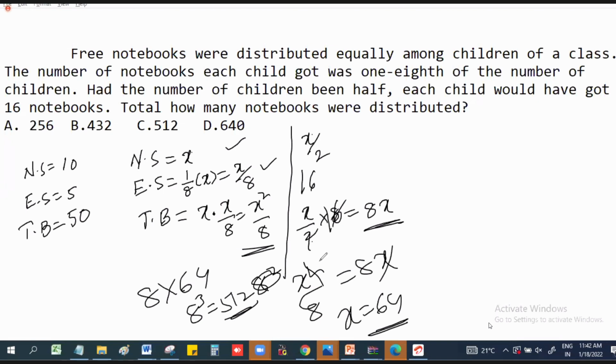Okay, guys. So this is how you can answer, but this is a lengthy process. Now I have a question. Tell me, if the number of children becomes half here, how many books will each student get? Please look at this and tell me how many books each student will get.